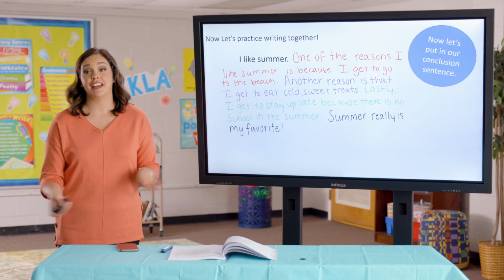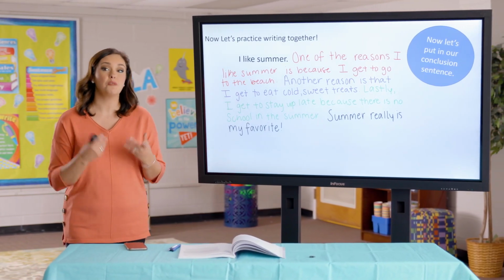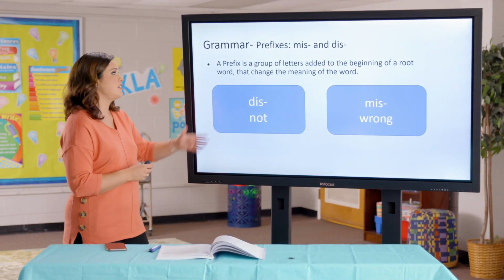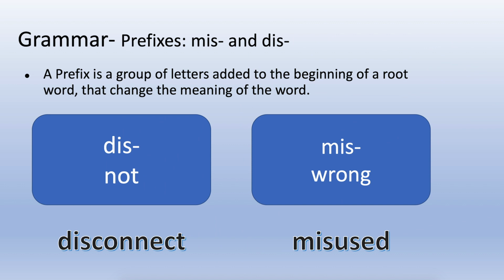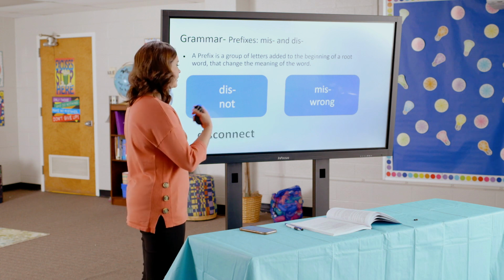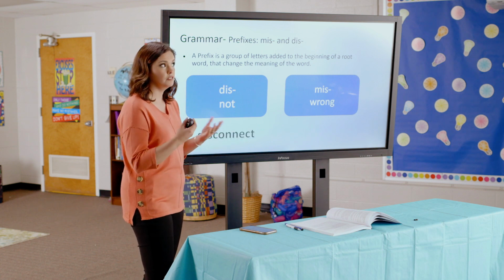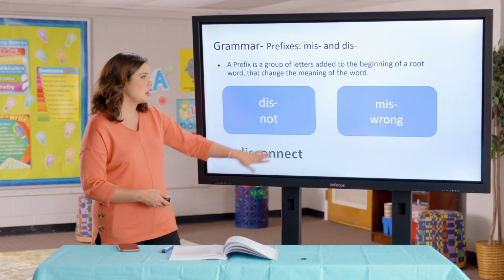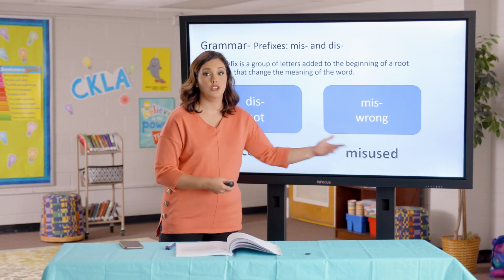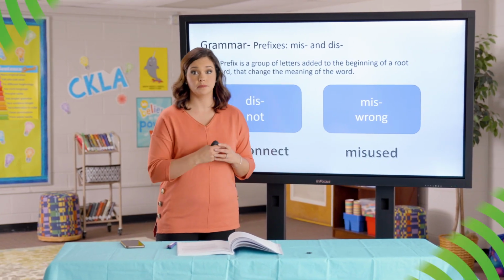All right, now that we've done that, let's have a seat and get back to learning. We've just got a little bit more to do. In the last few lessons, we've been talking about the prefixes miss and dis. Remember that a prefix is a group of letters added to the beginning of a word that completely changes the meaning of the word. We learned that dis means not, like in disconnect, not connected. We also learned that miss means wrong, like misused, used wrong.